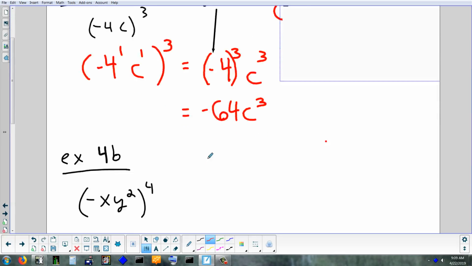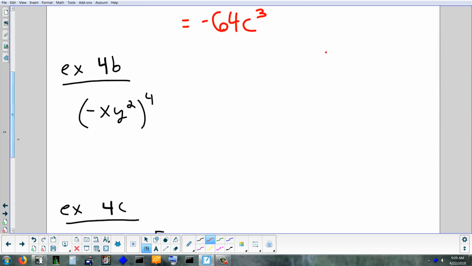With variables or the letters, it doesn't matter. You can't do any more than that. C to the third is C to the third. You can't break that down anymore. But when you have a whole number with an exponent, you can break that down. So just make sure you simplify it. All right? One more.